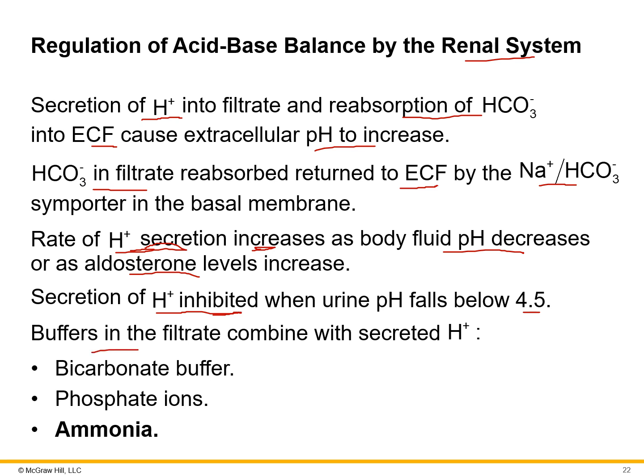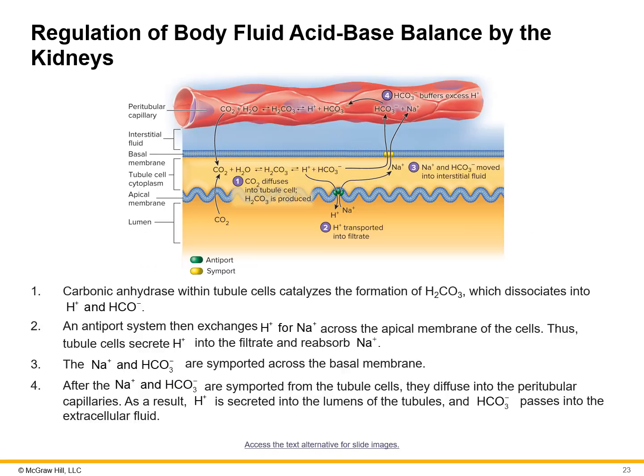So buffers that are in the filtrate combine with the hydrogen ions, and these include the bicarbonate buffer, also phosphate ions, and ammonia, which comes from that urea, or something similar to urea, where we're getting the nitrogen and hydrogen combining to make urea or ammonia. So that's absorbing those hydrogen ions.